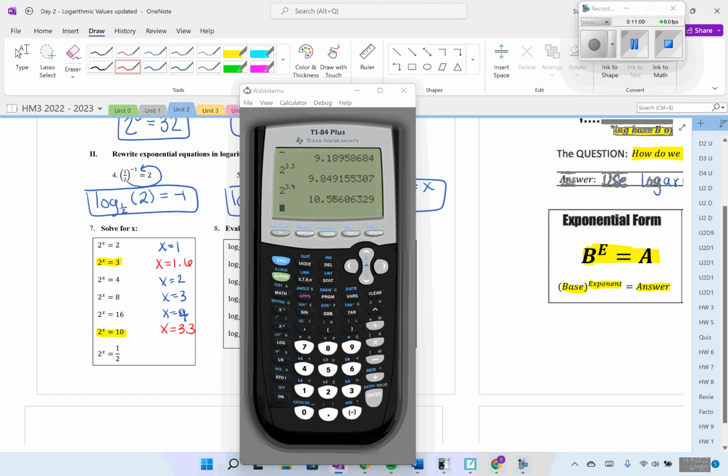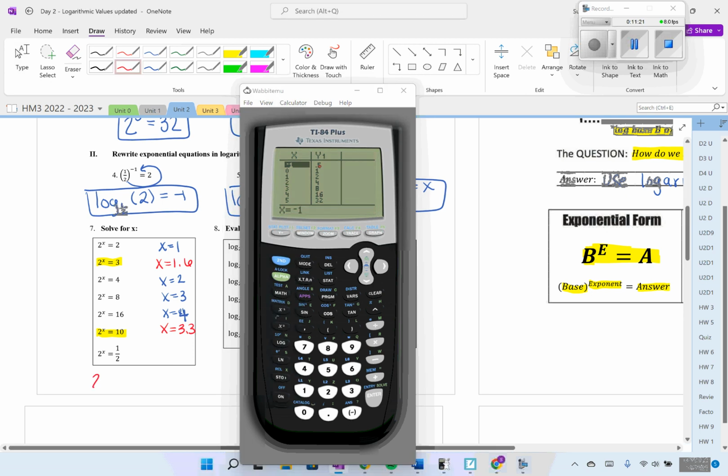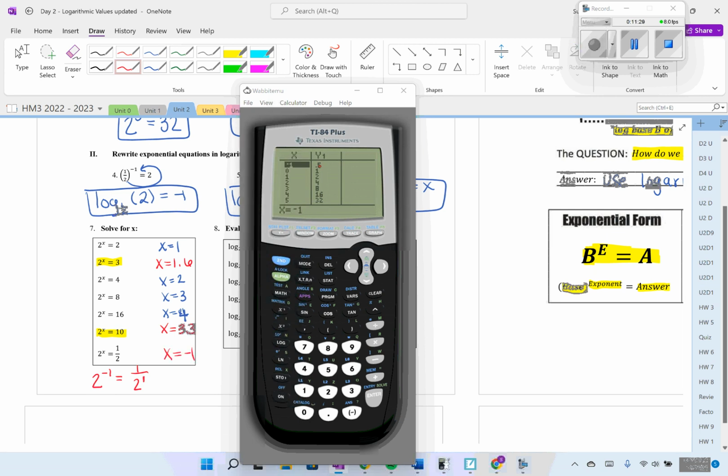2 to what power is equal to 1/2? So how do I get a fraction? Well, we have to remember our properties of exponents. Remember that when I have negative exponents, I get fractions. And if I look at my table, notice that -1 gives me a 1/2 because really this is saying 2 to the -1 is equal to 1 over 2 to the first power. So that means x equals -1.